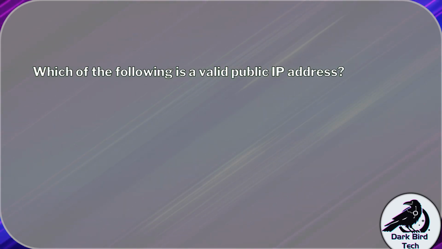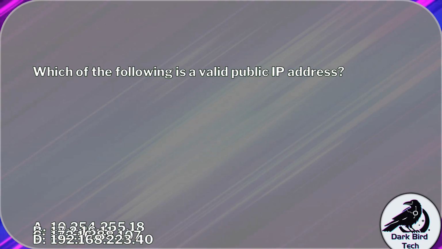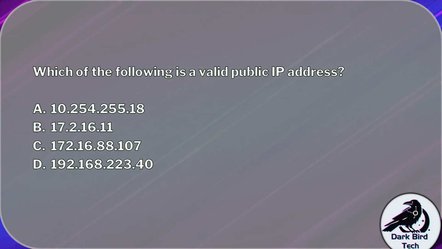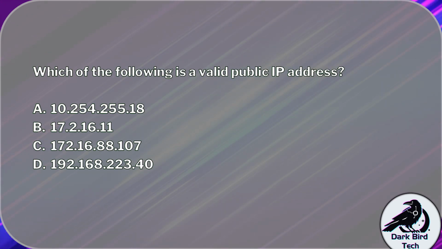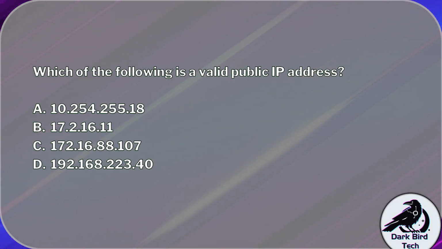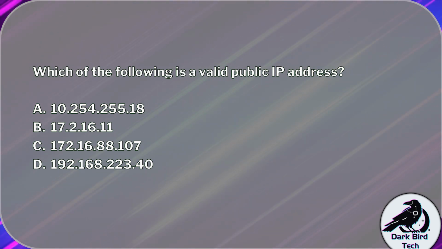Next, which of the following is a valid public IP address? Let's see what we have here. So we've got 10.254.255.18. We've got 17.2.16.11. We've got 172.16.88.107. And we've got 192.168.223.40.